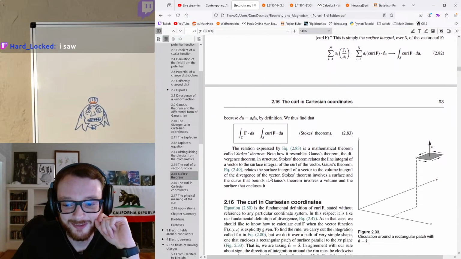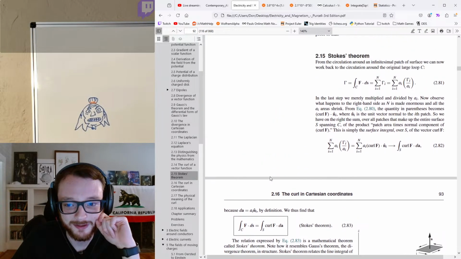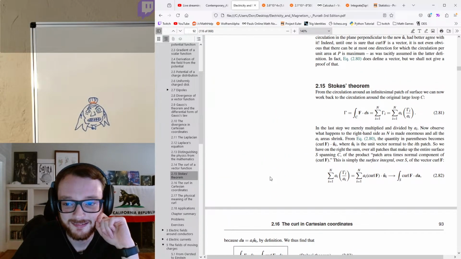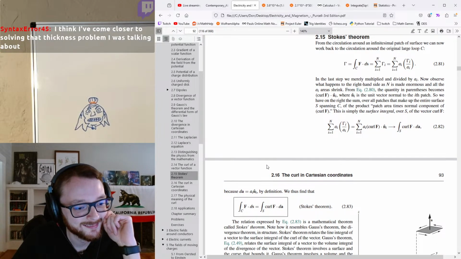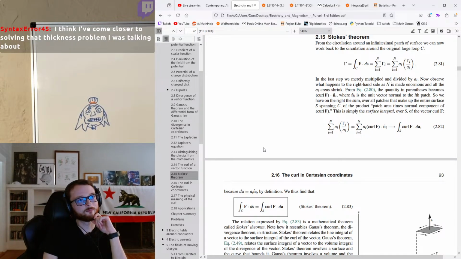The curl of f dot d. I need to re-look at this stuff again. Was that solving the thickness problem you were talking about? Oh, right. You're trying to find the maximum thickness for a function you'd have without overlap.